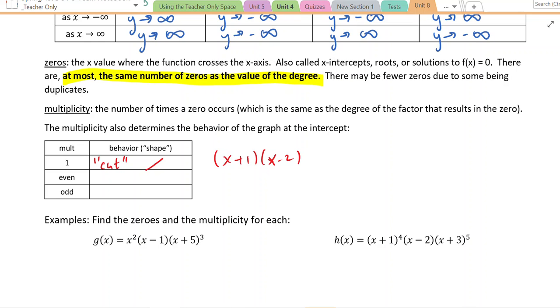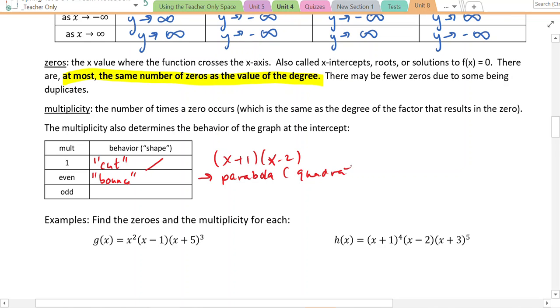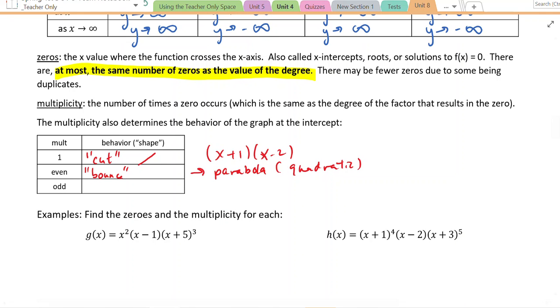And then there are things called bounces. So a bounce is like x squared. Parabolas bounce, which is a quadratic. Whenever you have a graph where the quadratic didn't cross, it just touched at only one place. Because remember, when you have a quadratic, you can have 0, 1, or 2 real solutions, roots.